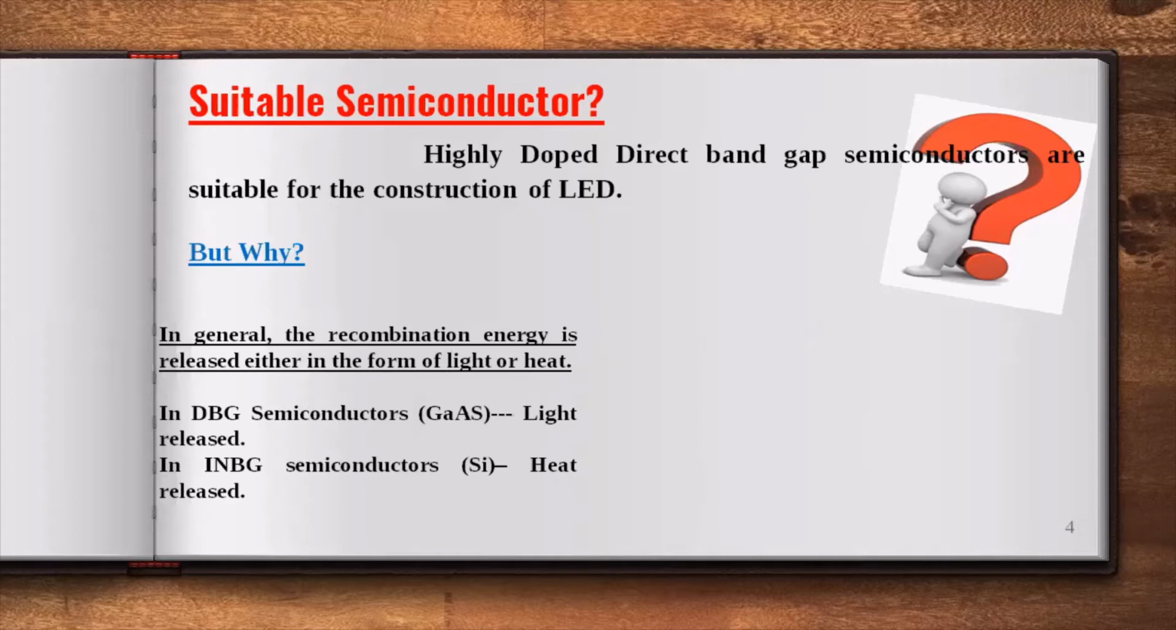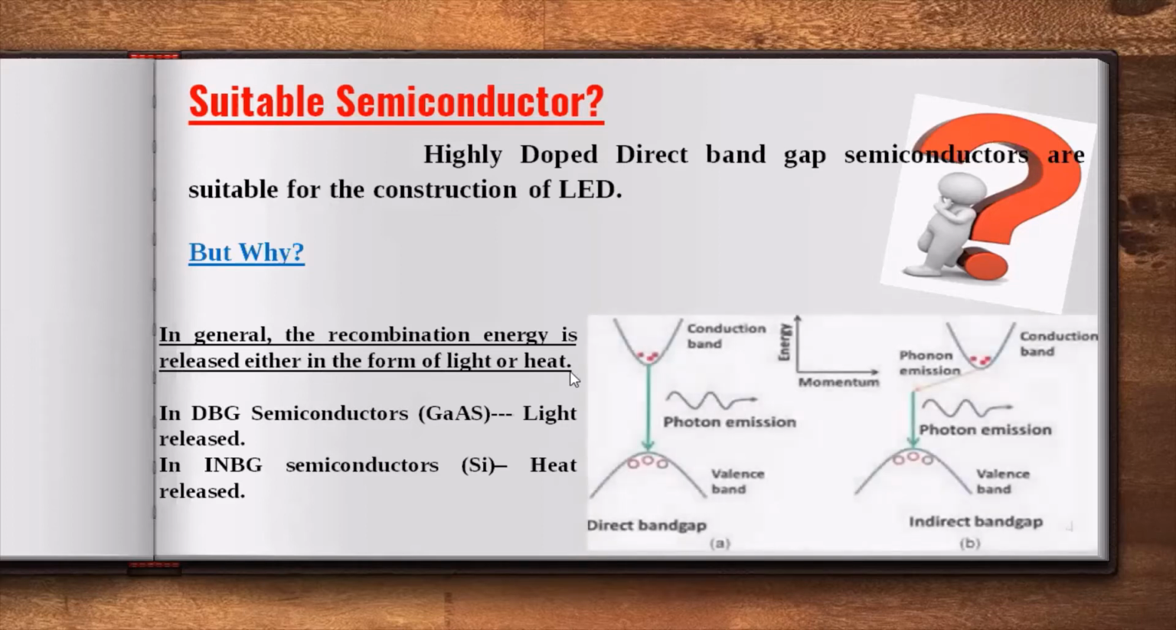I hope you understand which material is suitable for the construction of LED. So from the LED point of view, highly doped direct band gap semiconductors are suitable for the construction of LED. We can see this in the diagram. This is the conduction band electrons and this is the valence band hole. The difference in energy is released when they recombine. The highest-level conduction band electron recombines with the lowest-level valence band hole, and the difference in energy is released in the form of a photon, that is, a light photon.